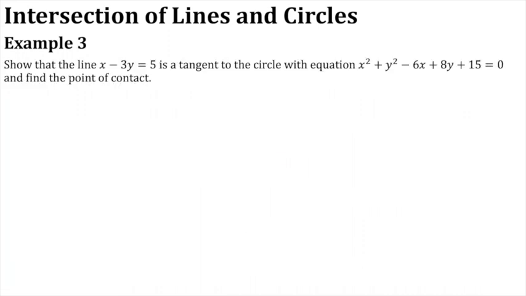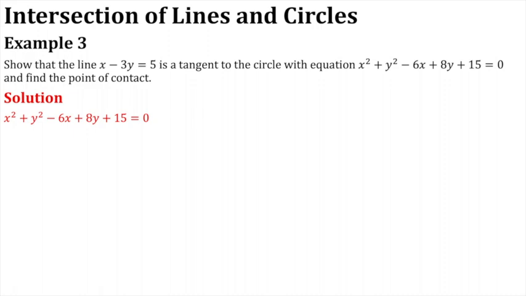Okay, welcome back, folks, and we'll look at example 3 now. So we want to show that the line x minus 3y equals 5 is a tangent to the circle with equation x squared plus y squared minus 6x plus 8y plus 15 equals 0, and find the point of contact.